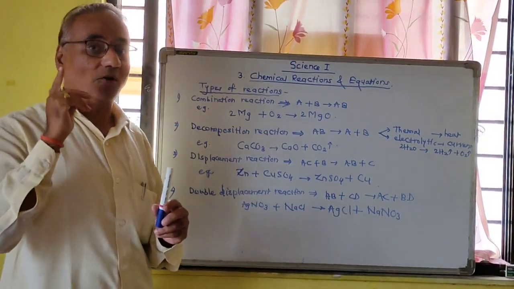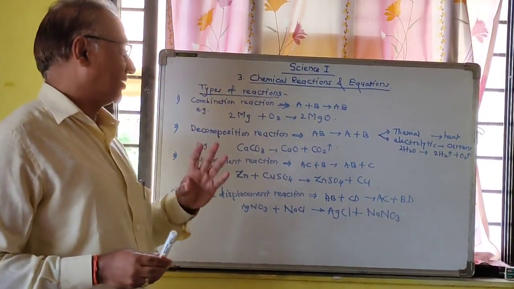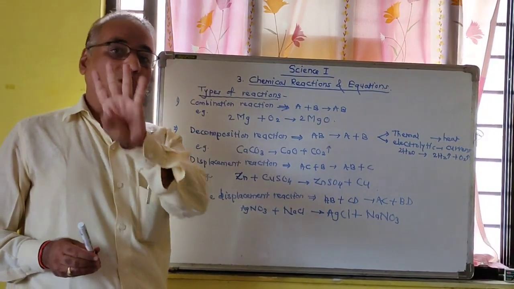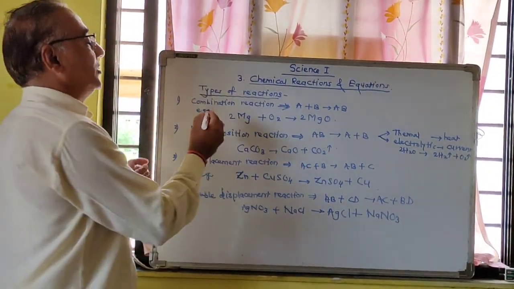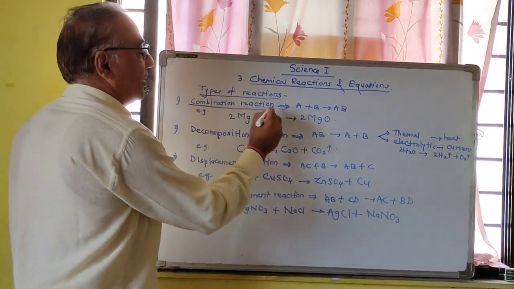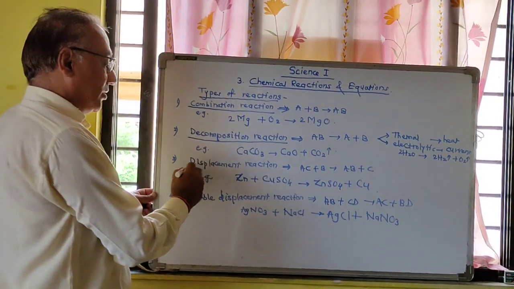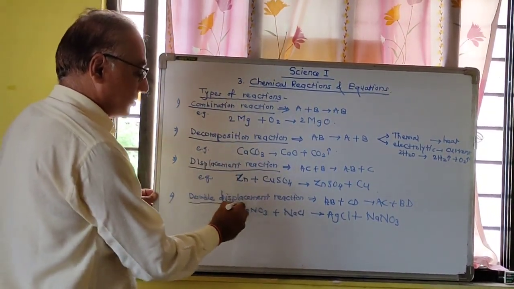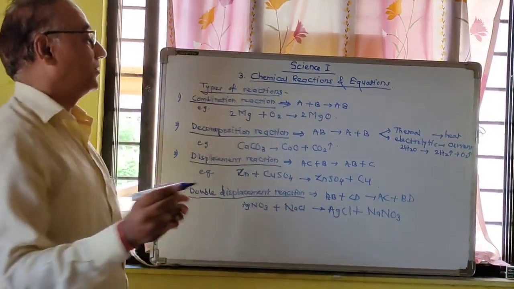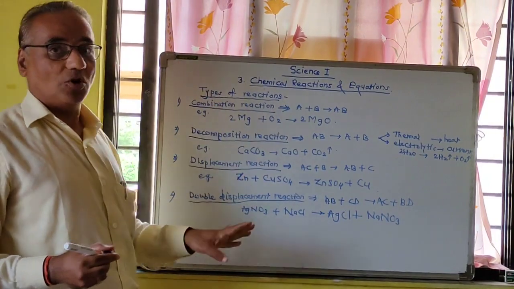Now here, first of all, let us try to understand what are the types of chemical reaction. There are four types of chemical reaction. What are those four types? The first one is known as combination reaction. Second one is known as decomposition reaction. Third one is known as displacement reaction, and fourth one is known as double displacement reaction. Right? Now these are the four types of reaction.